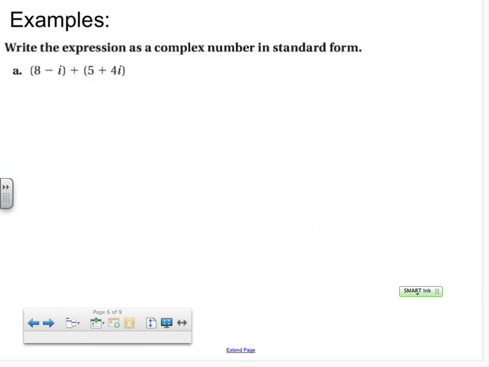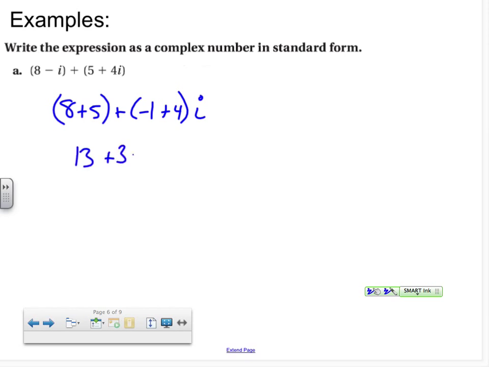So some examples. Write the expression as a complex number in standard form. Remember, in standard form, we have your real component first, and then your imaginary component. So let's combine like terms. We're adding, so we want to combine the real components, 8 plus 5, plus combine your imaginary components, -1 plus 4i. 8 plus 5, that's 13. -1 plus 4, 3i. So in standard form, this complex number is 13 plus 3i.